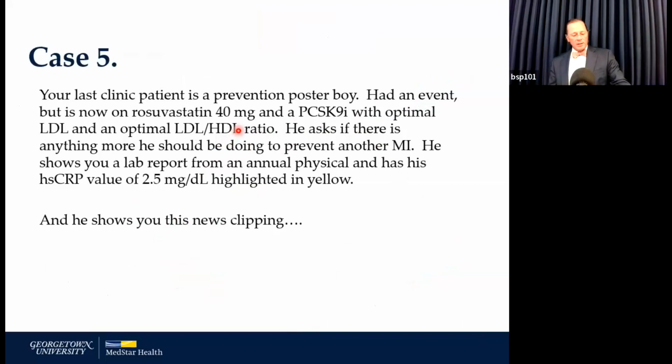Now, our last patient in clinic today is a prevention poster boy. He's had an event, but he's on Rosuva 40. He's on a PCSK9 inhibitor. He's got an optimal LDL. His LDL HDL ratio is optimal. And he says, is there anything more you should be doing to prevent another MI? He shows you a lab report from an annual physical, and the CRP is 2.5. He's got that highlighted in yellow for you. And he shows you this news clipping.